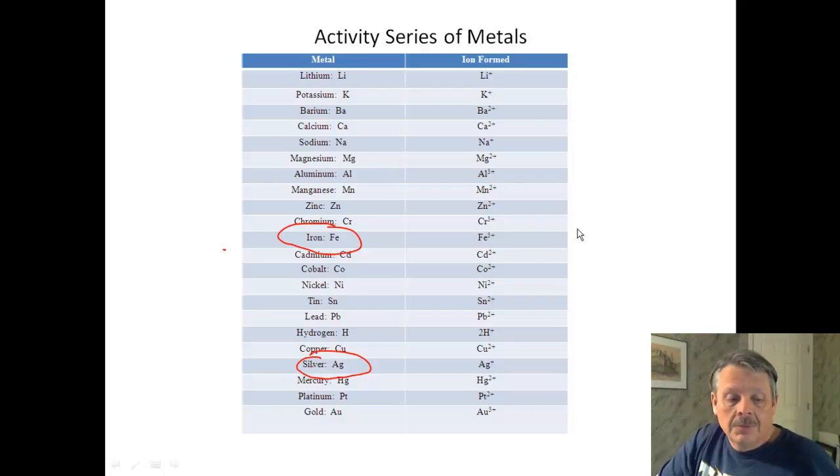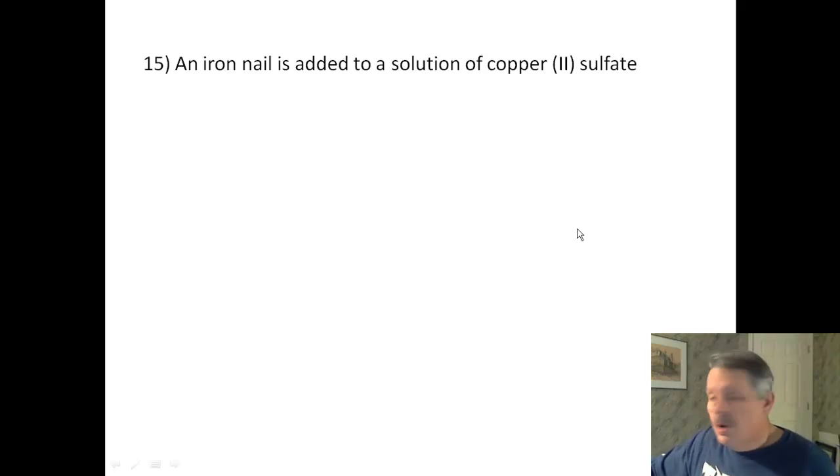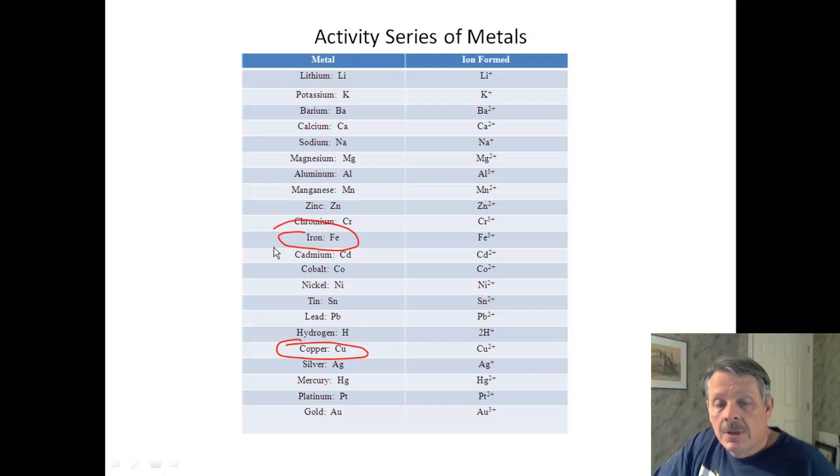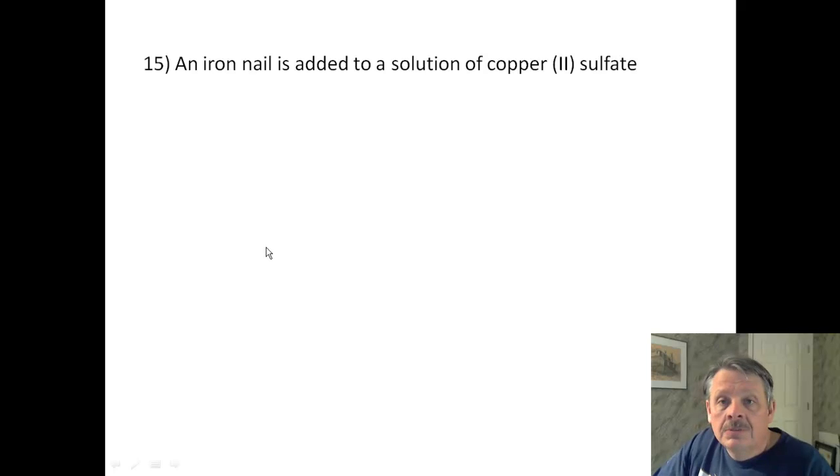Okay, let's keep going. When we look at number 15, we have an iron nail. And the iron nail is being added to a solution of copper sulfate. Actually, copper sulfate is being added to the iron nail, probably poured on top of it. But does this actually happen? Well, we have iron, which is Fe, and we have copper, which is Cu. Well, here's copper down here, and iron Fe. Where is iron? There it is. Okay, so iron is above copper, so iron will replace it.